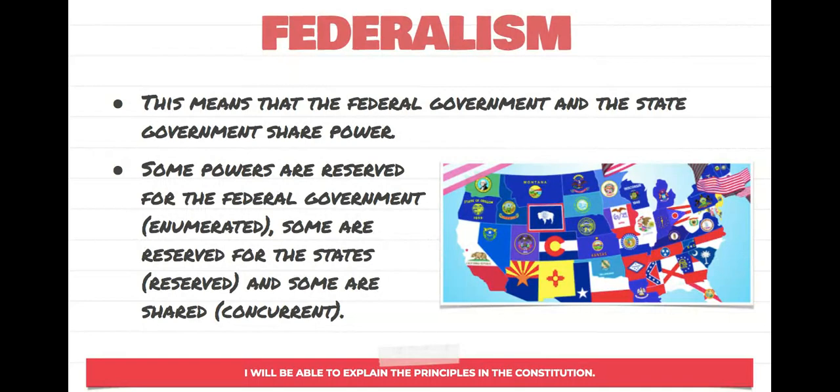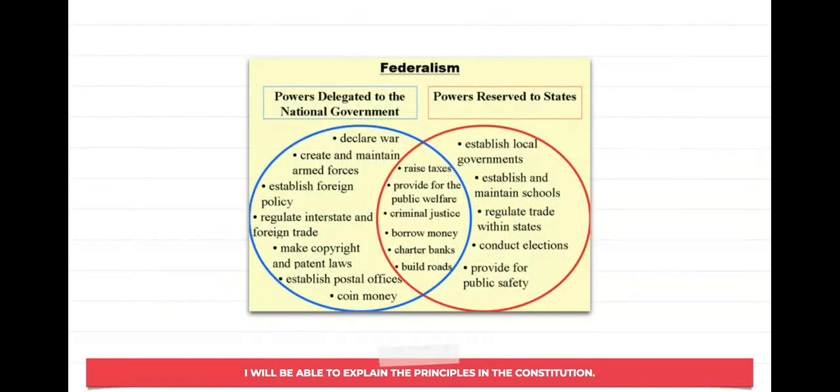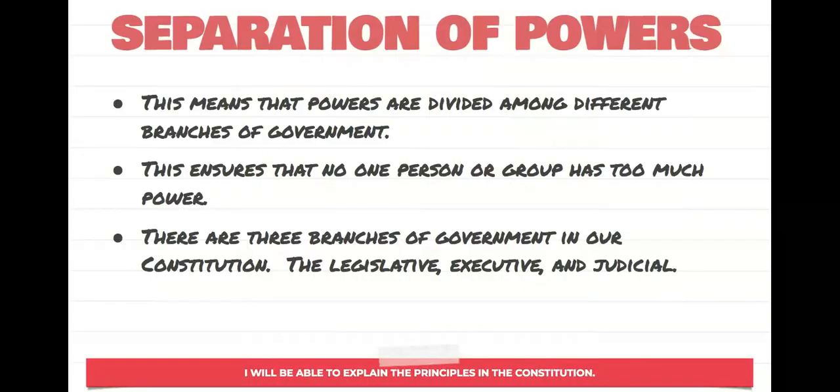Okay, they both have some things they can do. This little chart here shows this. Okay, on the left is things that the national government can do. On the right is things that the state government can do. And in the middle, there are some things that both sides can do.